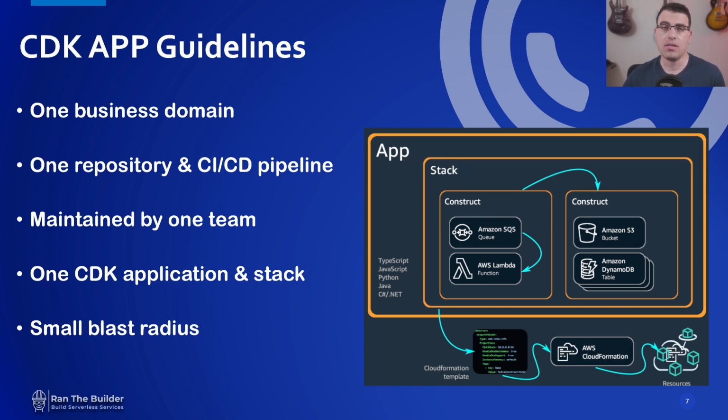And why is that? Let's assume that we have multiple stacks in the pipeline in one repository. So the first stack is deployed successfully, and the tests are okay, and then you deploy the second stack and there's a problem. Now what do you do? Do you have this unstable state? Do you revert the first stack? What do you do, right? So don't go there. Let's keep it simple. One CI/CD pipeline, one repository, one application, one stack, simple.